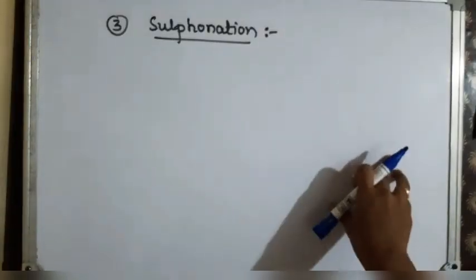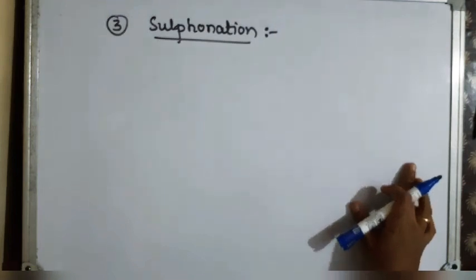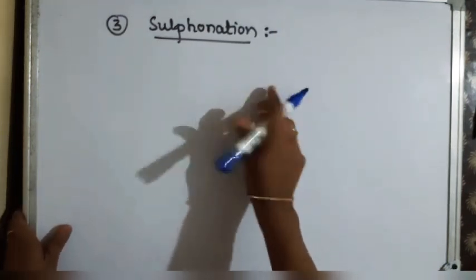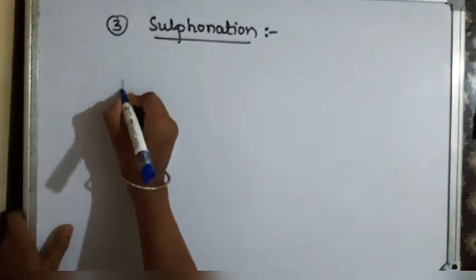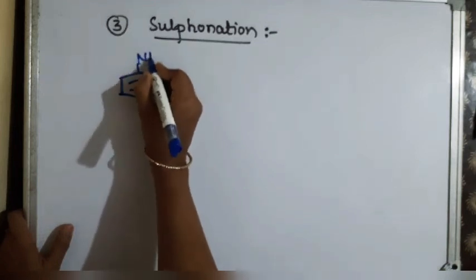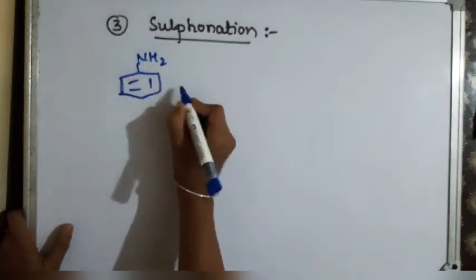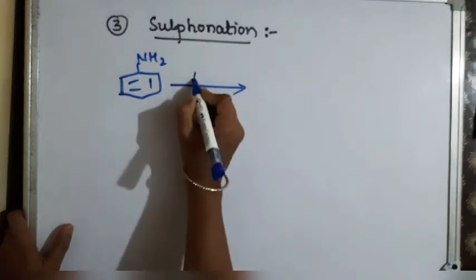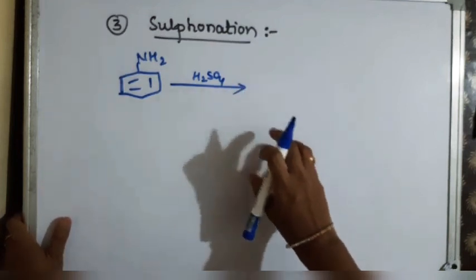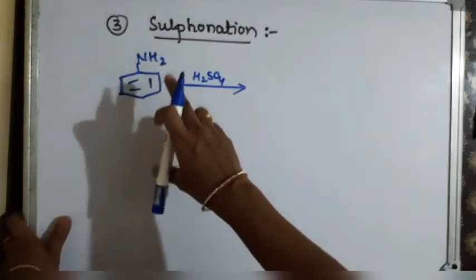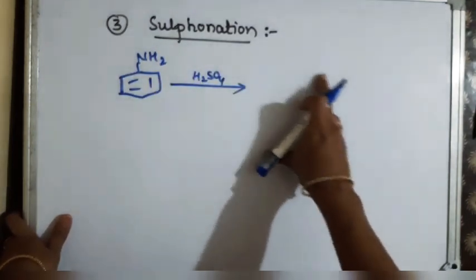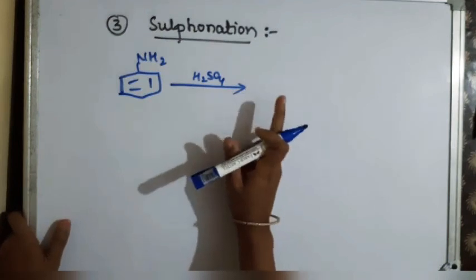The third electrophilic substitution reaction is sulfonation. For sulfonation, the reagent used is concentrated sulfuric acid. So, aniline is treated with sulfuric acid, H2SO4. To do the sulfonation, we are using drastic conditions. In spite of the presence of the activating NH2 group, it is not done so easily. So we have to use drastic conditions.